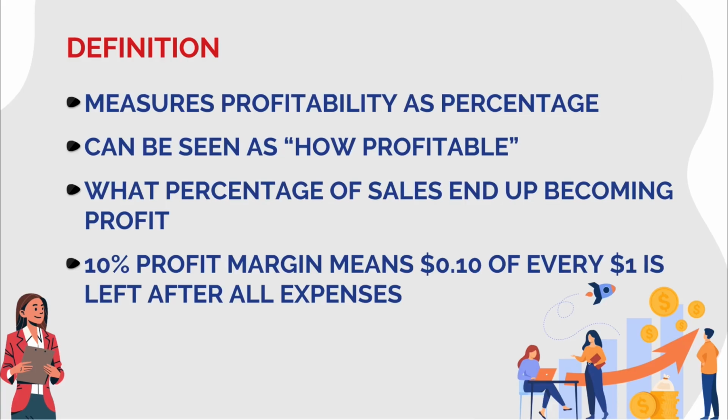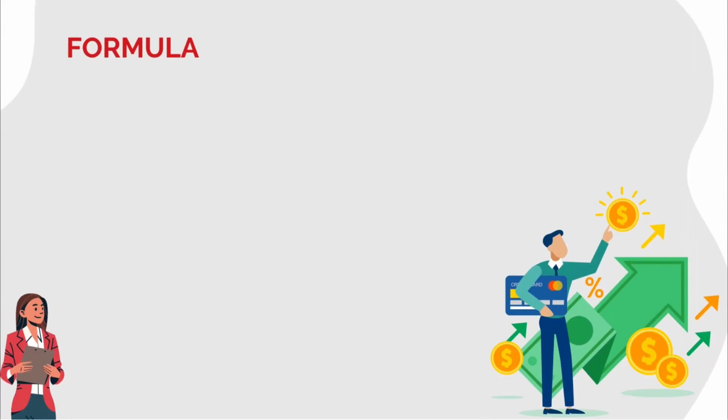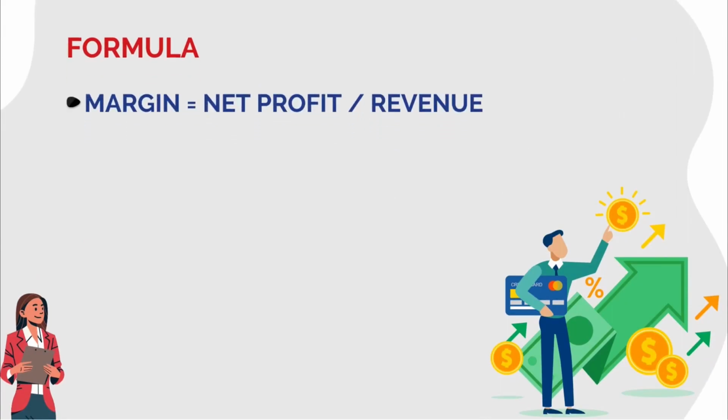And for different businesses, there are different expected profit margins. We'll talk about that in a second. But let's do the formula. It's essentially your net profit divided by revenue. That's it. It's relatively simple as a formula. So that's how you calculate it.